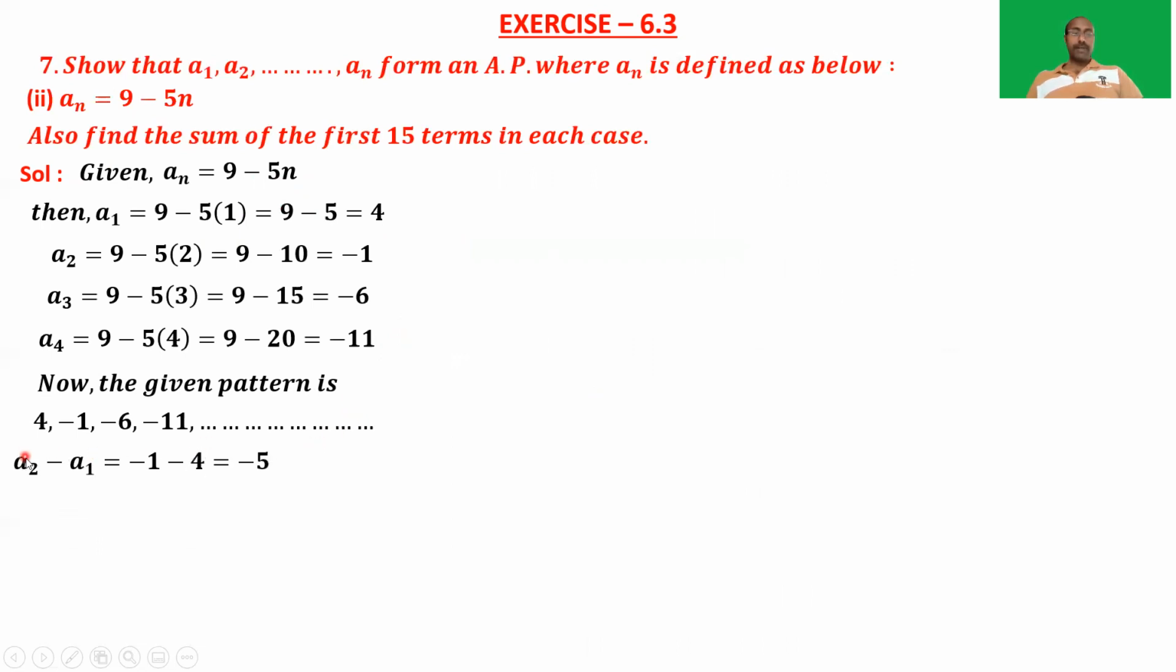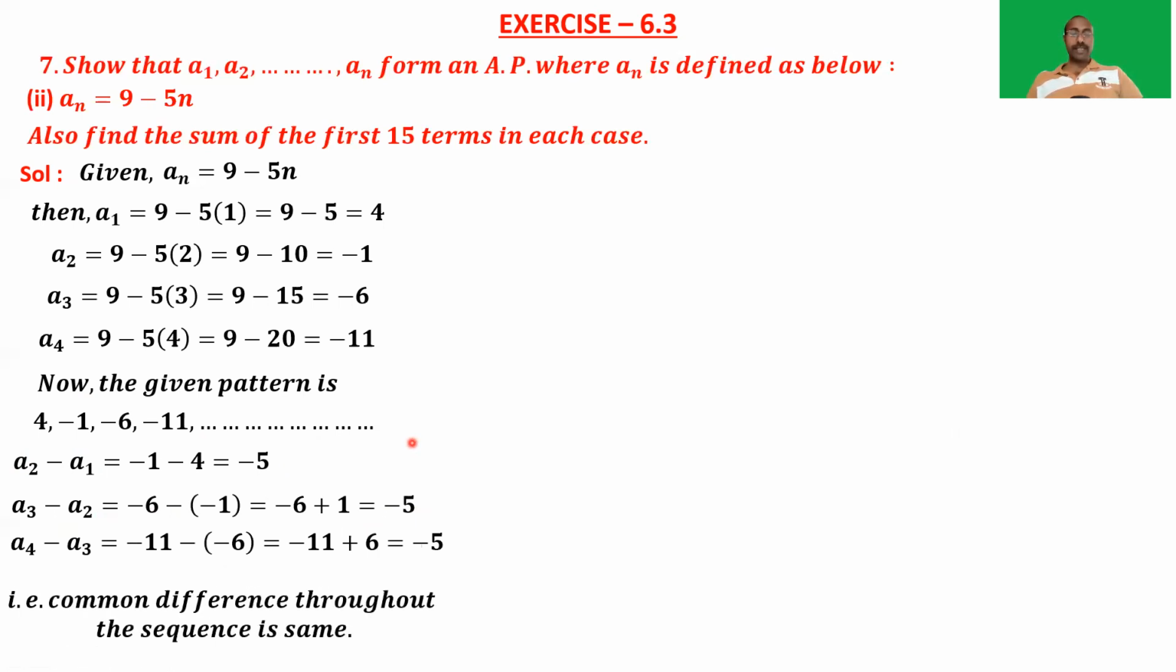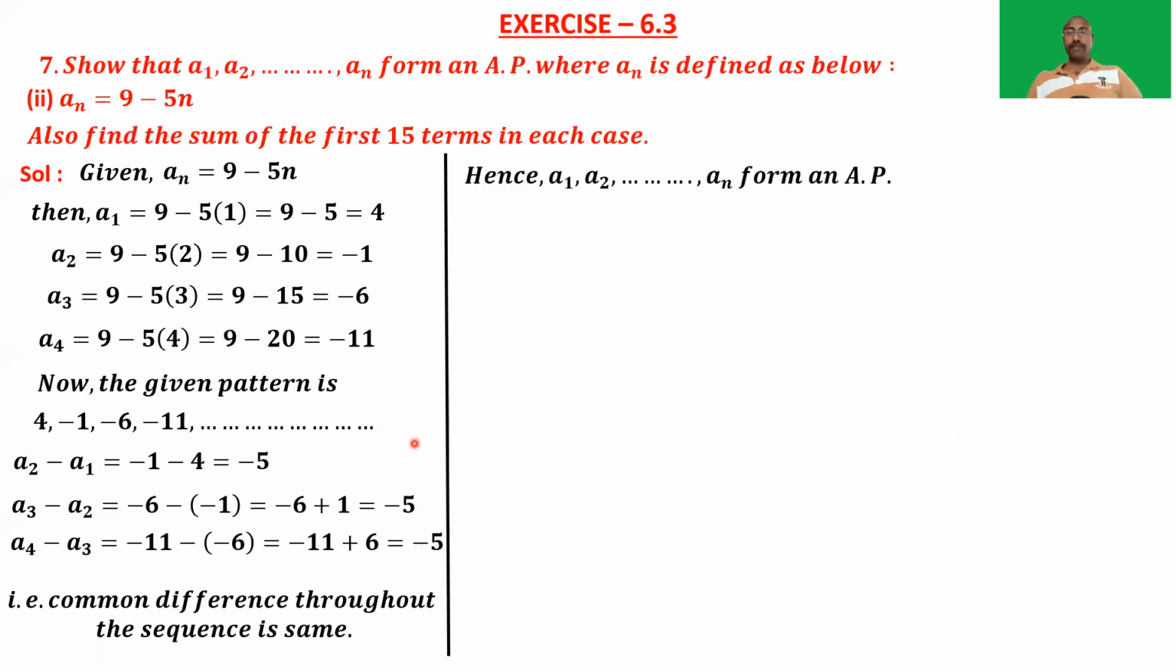Now A2 minus A1 is minus 1 minus 4 is minus 5. And A3 minus A2 is minus 6 minus of minus 1, that is minus 6 plus 1 is minus 5. And similarly, A4 minus A3 is also minus 5. That is, the common difference throughout the sequence is the same. Hence, A1, A2 up to An form an arithmetic progression. And for this progression, the first term a is equal to 4 and the common difference d is equal to minus 5.